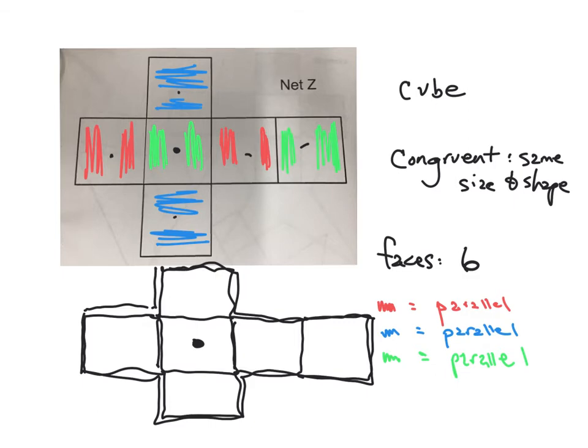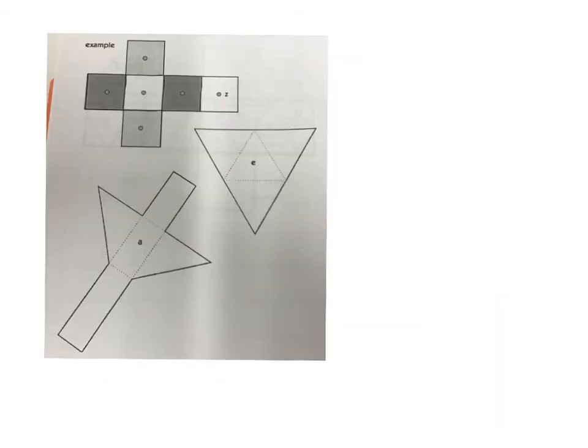All right, let's move on. Let's talk about a couple more nets. So you can see my example up there. I've got those shaded in. The darker two pieces would end up being parallel. Those lighter shaded in would be parallel, and then the white would also be parallel, and that Z would be my topper. All right, so let's take a peek at a couple more shapes that we could create.